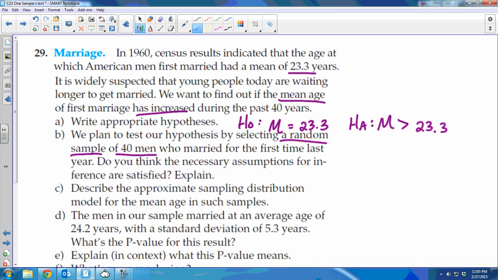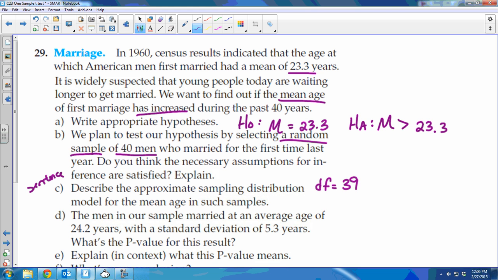So part C is really asking for that. So describe the approximate sampling distribution model for the mean age in such samples. And so that's where you kind of write that sentence. Because the conditions are met, I can use a t distribution with, what's the degrees of freedom? 39, n minus 1. Well, 39 degrees of freedom. And I can perform a one sample t-test. So part C is really just asking for that sentence.